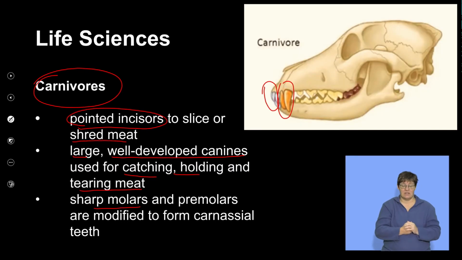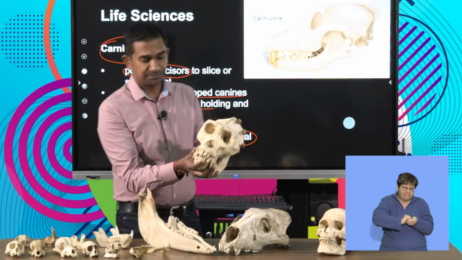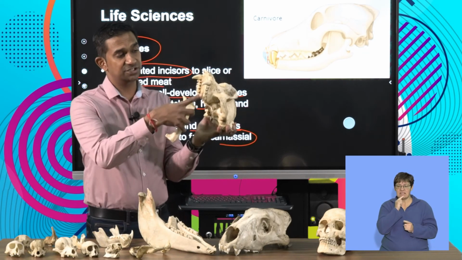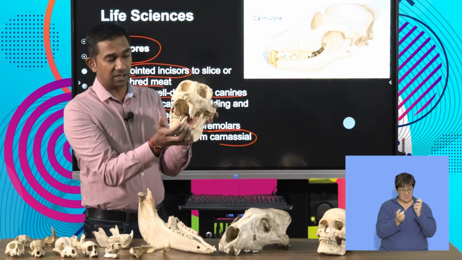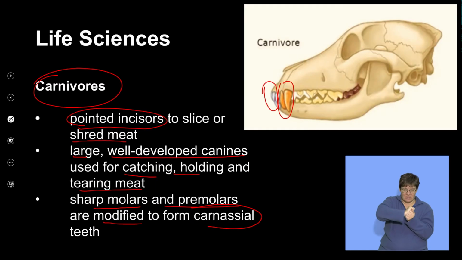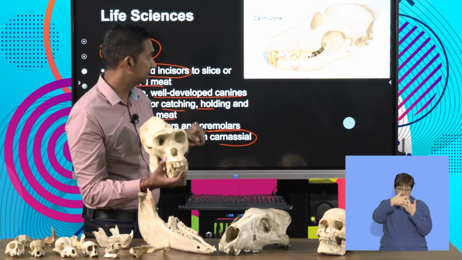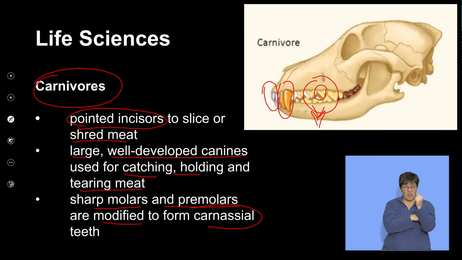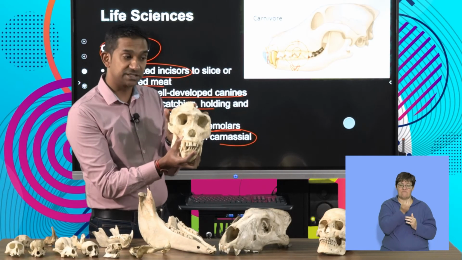So the sharp molars and premolars are modified to form the carnassial teeth. As I mentioned earlier on, you can see that triangular shaped structure on these teeth that allows for the interlocking between the upper teeth and the lower teeth, between the molars and premolars. You can see they're triangular shaped, and that allows for the prey or the meat to be caught between and crushed. And so it's a well-structured jawline to allow for effective accessing of the nutrients from their food.